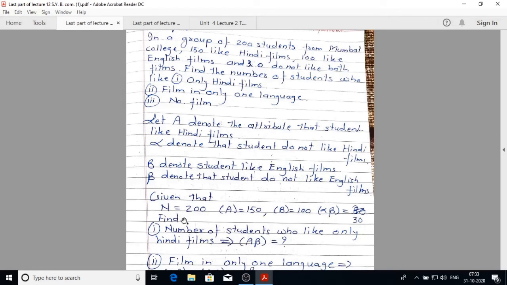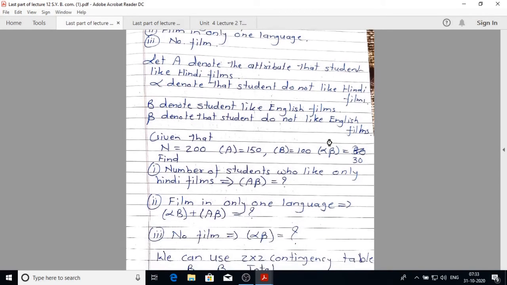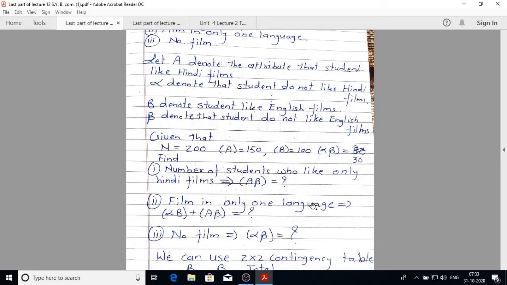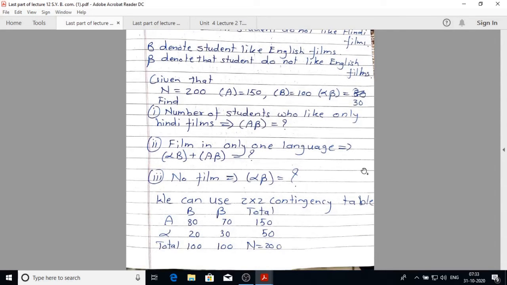We have to find first part of the problem, number of students who like only Hindi films. It means A beta. Second part of the problem, films in only one language. It means alpha B plus A beta. Third part of the problem, no film, means alpha beta. So first of all, we'll write 2x2 contingency table as A alpha total, B beta total, and value of n. Fill the values which are given in the problem statement.